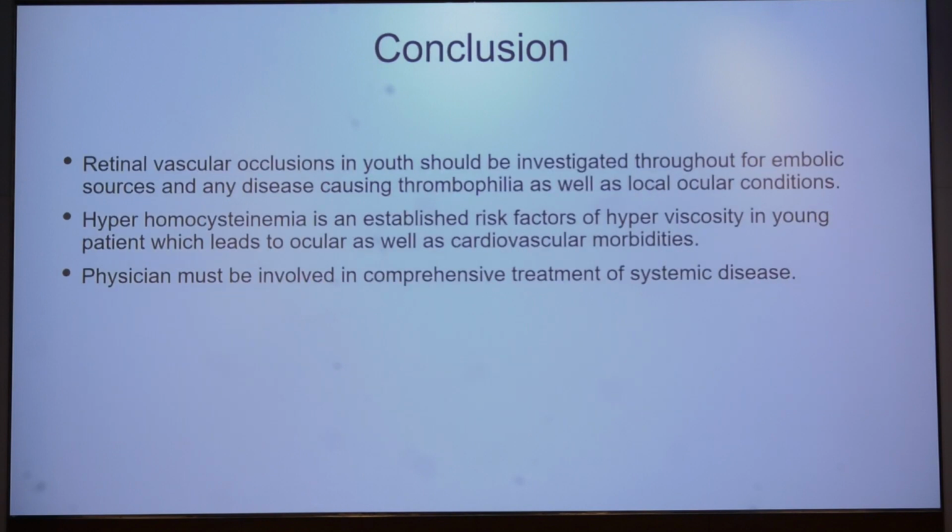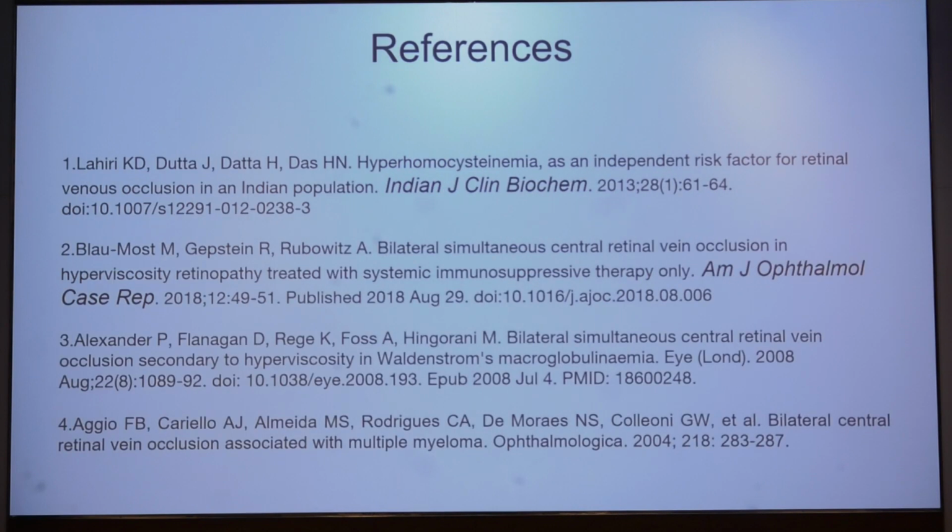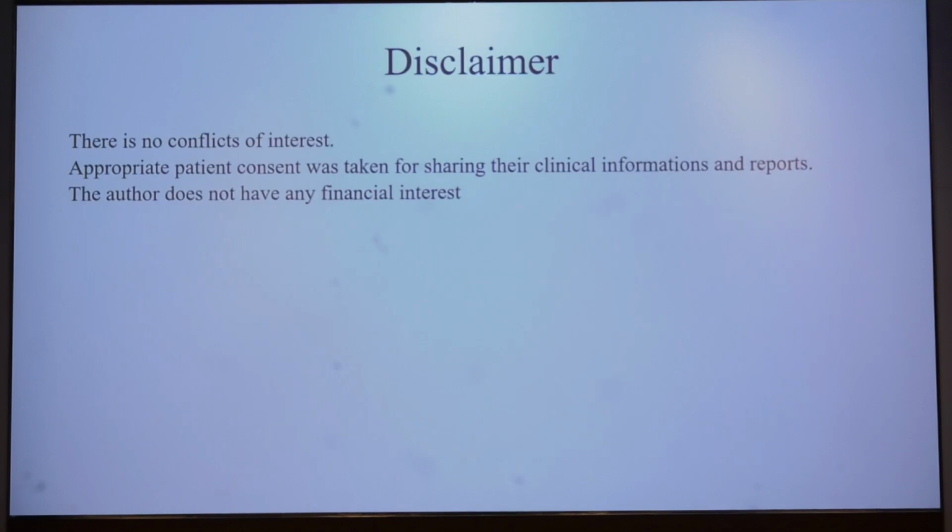So the conclusion is that retinal vascular occlusion in the young should be investigated thoroughly for embolic source and any disease causing thrombophilia, as well as local ocular conditions. It is an established risk factor for hyperviscosity in young patients, which leads to ocular as well as cardiovascular morbidities. The physician must be involved in comprehensive treatment of systemic disease. These are my references. There is no financial interest.